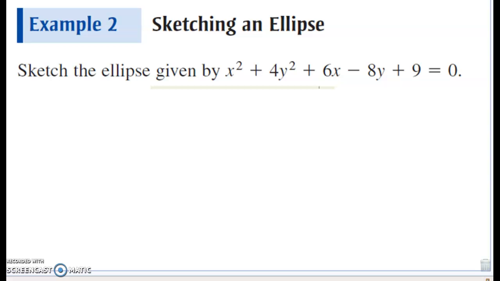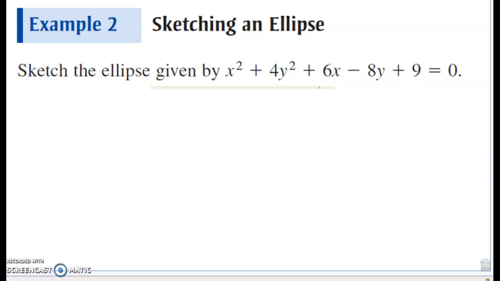All right, so if you have an x squared and a y squared, then you are no longer dealing with parabolas. So that's one good thing. But now that opens up the door for circles, it's going to open up the door for ellipses, and then for the next section, hyperbolas.